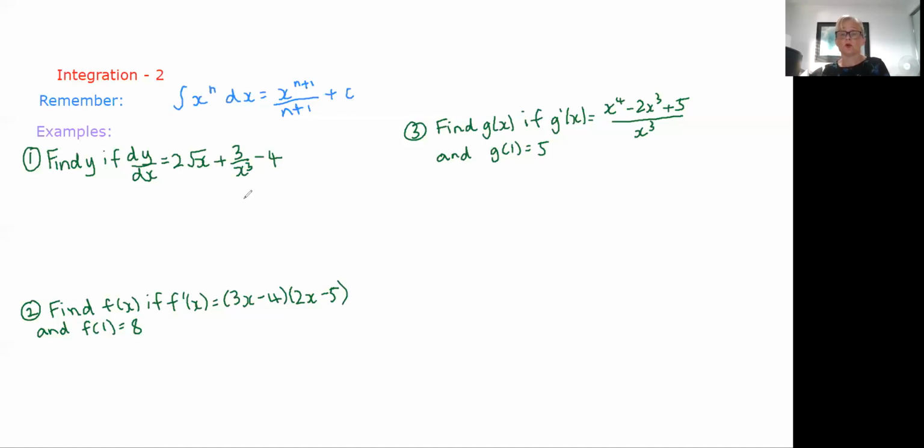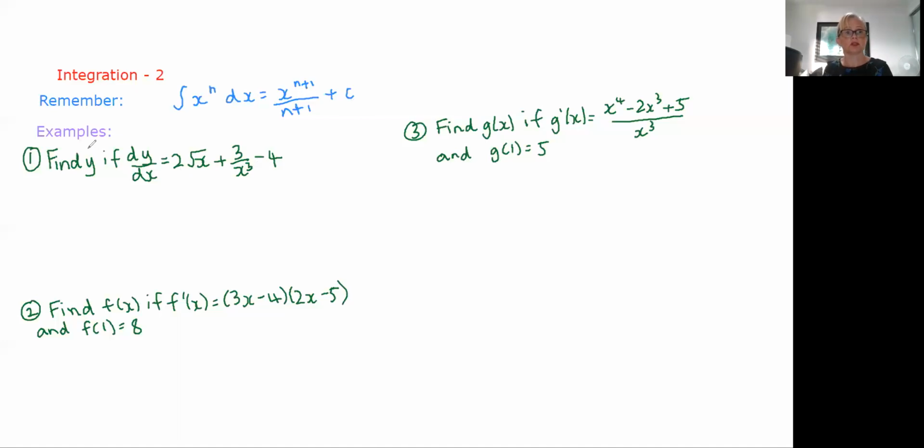Let's go through a few more examples. Just bear in mind that quite often with integration, it might be helpful to do a little bit of work on the expression first before you try to integrate. And I'll explain that as we go.